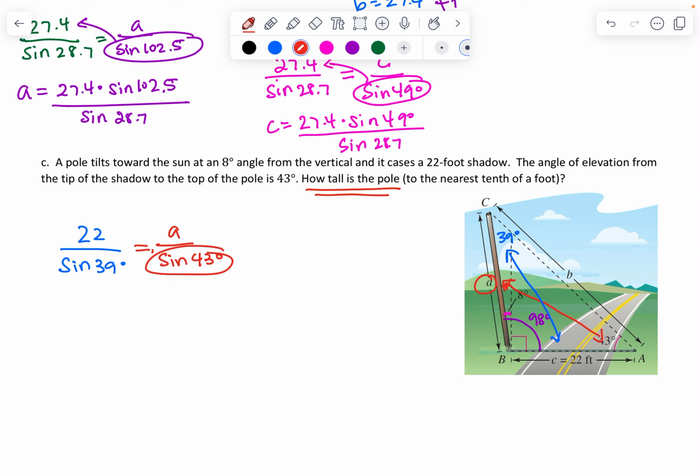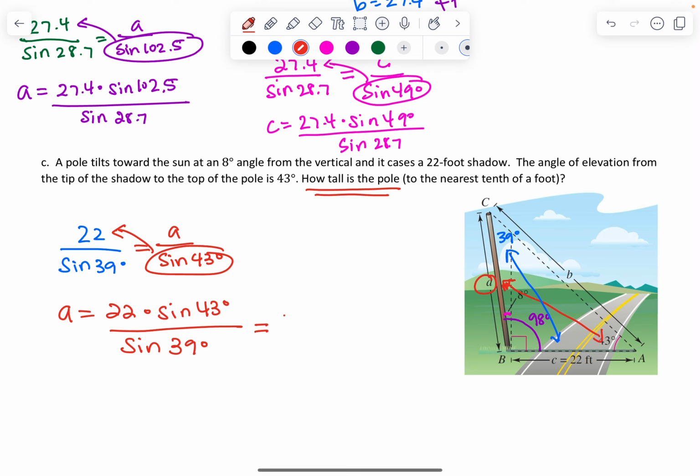And we're going to take sine of 43 and multiply it to both sides to get A is equal to 22 times the sine of 43 degrees over the sine of 39 degrees, which if I put in my calculator is equal to 23.8 feet, because our shadow was in feet.